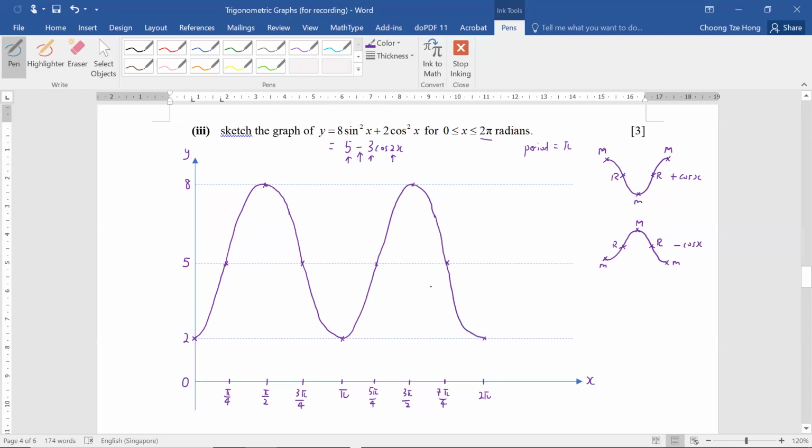So you can see there's two complete cosine graphs. Right, so from 0 to pi, you have one complete graph, because the period is pi. Then from pi to 2 pi, you have a second graph.